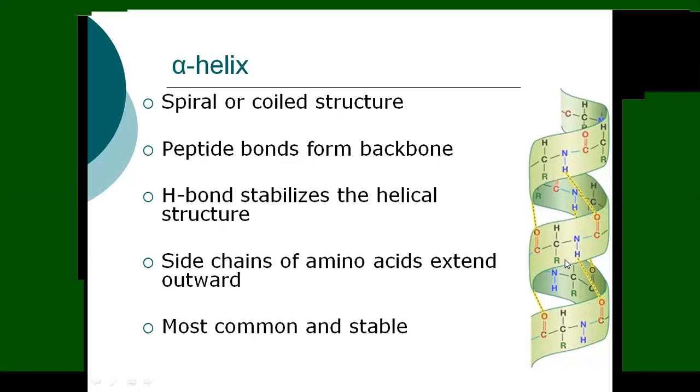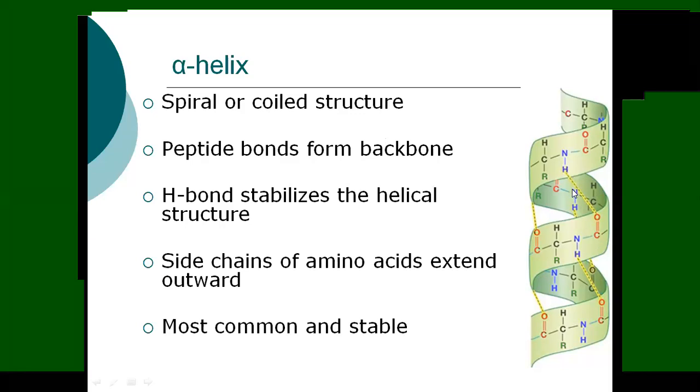Again, from here to all the pitch, they have 3.6 amino acids, and the total length is 5.4 angstrom. The difference between one amino acid and another amino acid is 1.5 angstrom. So 3.6 amino acids means 5.4 angstrom. So it is a spiral or coiled structure. Peptide bonds form the backbone. The hydrogen bonds stabilize the helical structure. That is, I say, hydrogen bond.